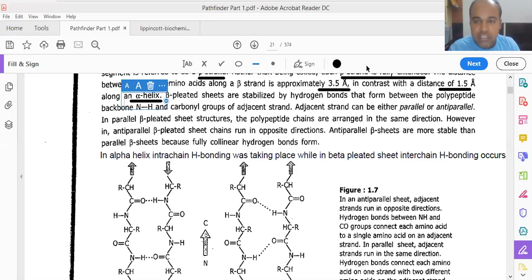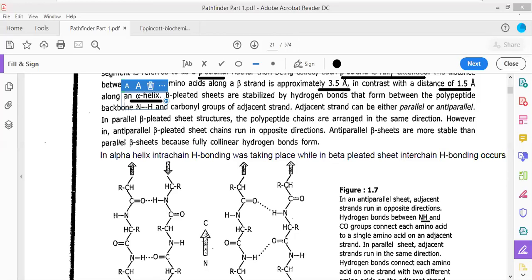So we can conclude that the beta strand is much more extended as compared to the alpha helix. Now stop the video and look at the theory part given in your book. There are two different conformations that it can have: the parallel as well as the anti-parallel conformation. Which are these conformations and how they are arranged, that we have to see.